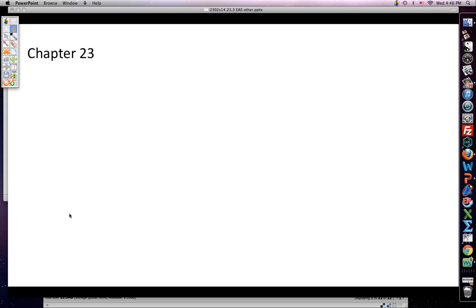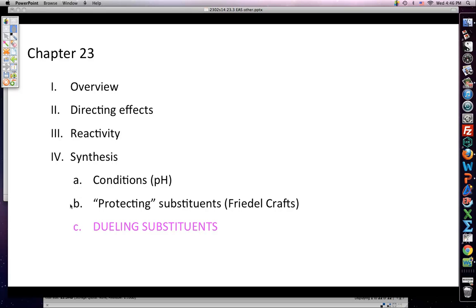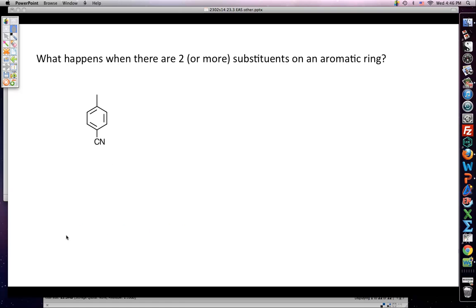where we've come from. Basically, we started chapter 23 by giving you the whole big picture of how you predict products based on the mechanism in regiochemistry and reactivity. So that's directing effects. And again, the reactivity we just saw. Now we're looking at different synthetic considerations. So finally we're at this dueling substituents.